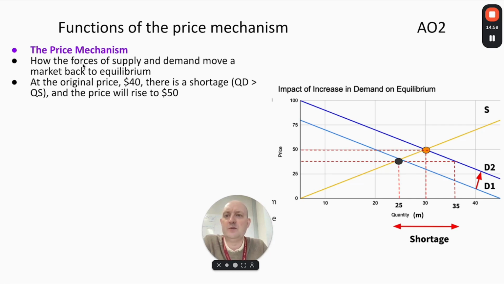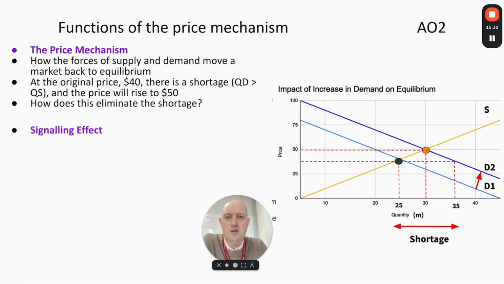So the price mechanism is defined as how the forces of supply and demand move a market back to equilibrium. So we saw earlier that if we have an increase in demand, then we're going to have a shortage at the initial price of $40, where quantity demanded is bigger than quantity supplied, and the price will rise up to $50. So we covered that on an earlier slide. So the price mechanism is why that happens. Why does the price rise? In order to eliminate the shortage.